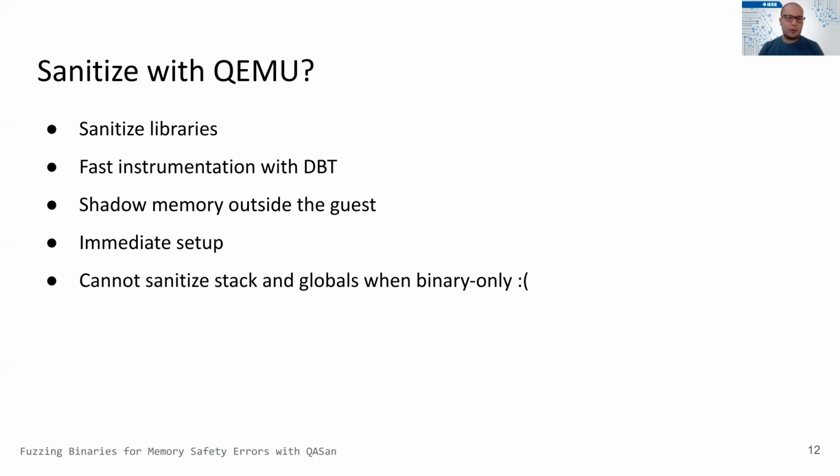We want the shadow memory to be outside the guest, because one of the limitations of compiler-based sanitizers is that the shadow memory and the metadata are inside the same address space of the target, so there is a possibility that the program under test corrupts the metadata of the sanitizer. We want an easy-to-use tool with an immediate setup, just download and fuzz. And one of the limitations of binary sanitization is that stack and global variables cannot be sanitized, because this information is removed by the compiler during the compilation stage.